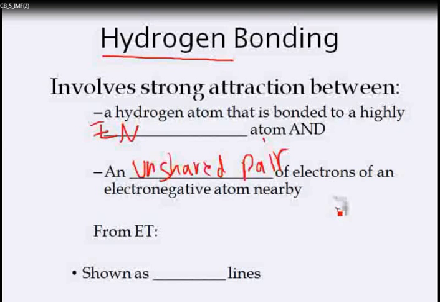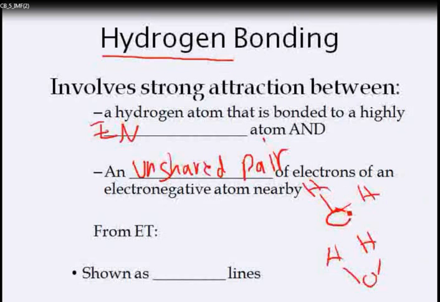So, a perfect example of hydrogen bonding is water. So here I have hydrogen that is attached to a highly electronegative atom, oxygen, and the hydrogen is attracted to an unshared pair on the oxygen. Okay, so it's a special kind of dipole that is particularly very, very strong.